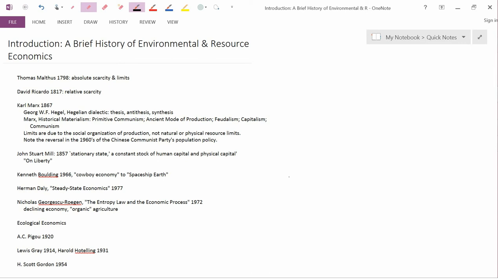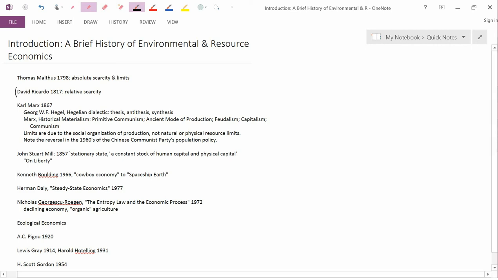The first author we talk about here is Thomas Robert Malthus. The dates here, 1798, are the dates that the book gives of an important work that they wrote. Malthus, as we saw before, discussed absolute scarcity and limits. His was the idea that population was growing, as he called it, geometrically, food supply only arithmetically, and so there were going to be, let's use a modern term, limits to growth, which were going to limit the ability of an economy to grow in the future.